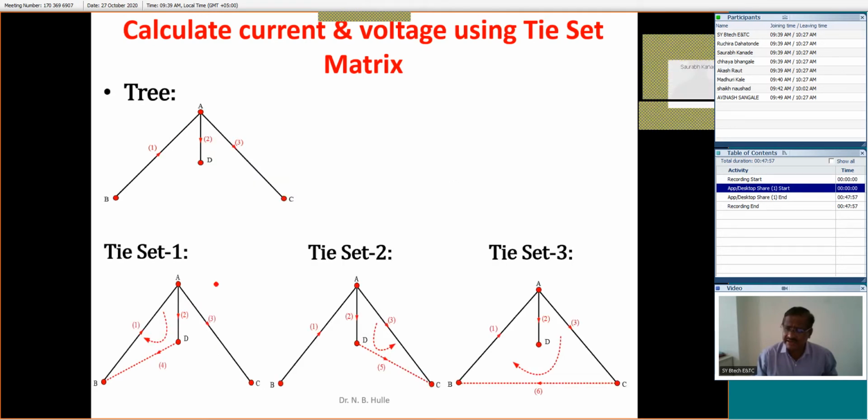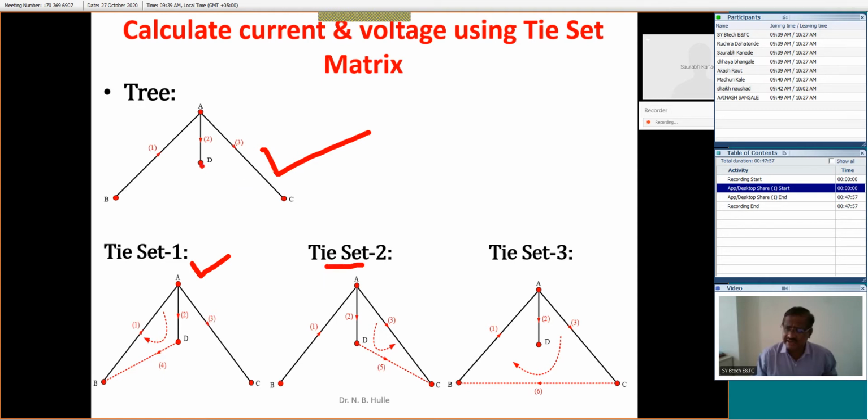Now, that I have tried to show here. This is our selected tree. For this tree, this is the tie set number 1. Look at this branch I am putting here, branch number 4. In that case, it will form the loop, and this 1, 2, 4 is the tie set number 1. In that case, how is the direction of this tie set current? The direction of this tie set current is clockwise, because this direction suits that direction.